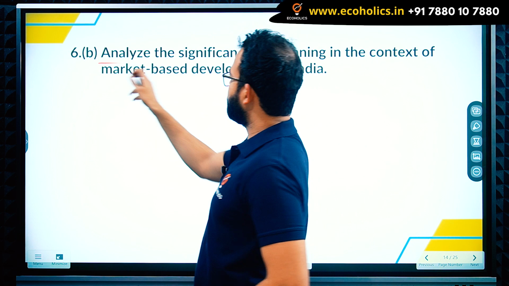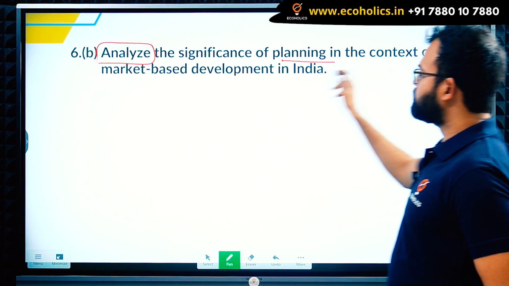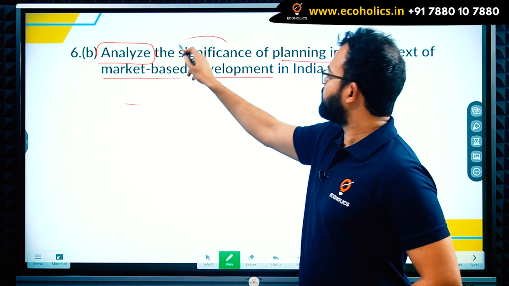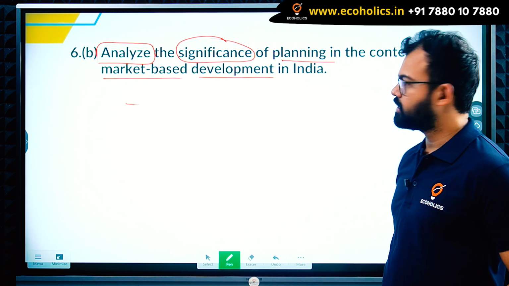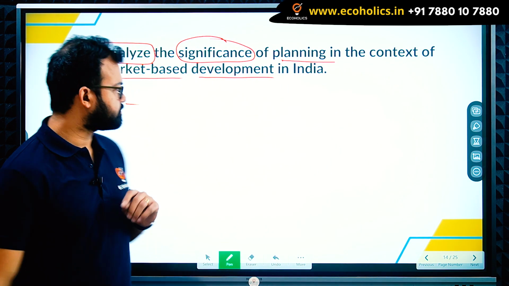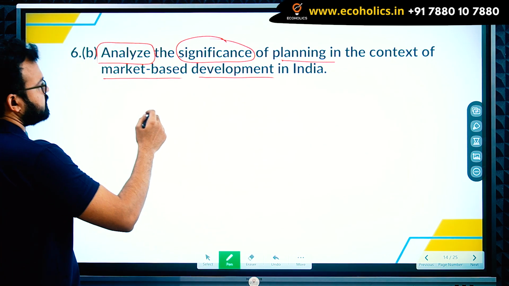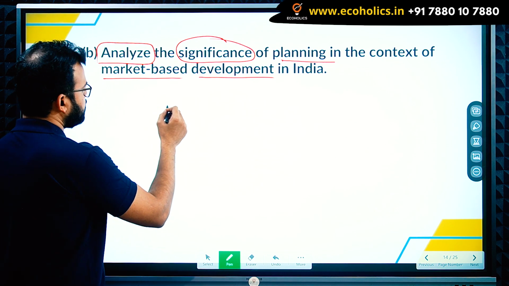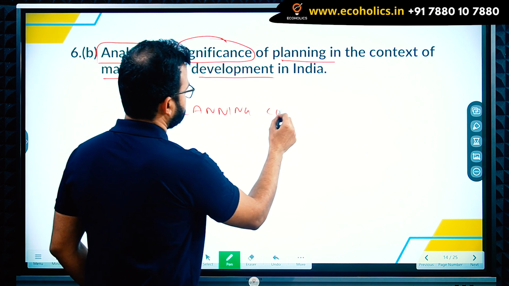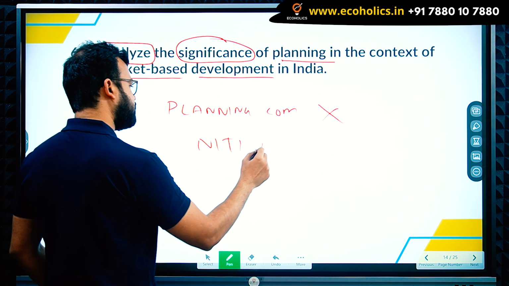Next question: analyze the significance of planning in the context of market-based development in India. What you have to write is the significance, how important it is. Remember that in 2014, in the Prime Minister's Independence Day speech, he announced the abolition of the Planning Commission. All this is very old news, but instead of the Planning Commission, they announced Niti Aayog.